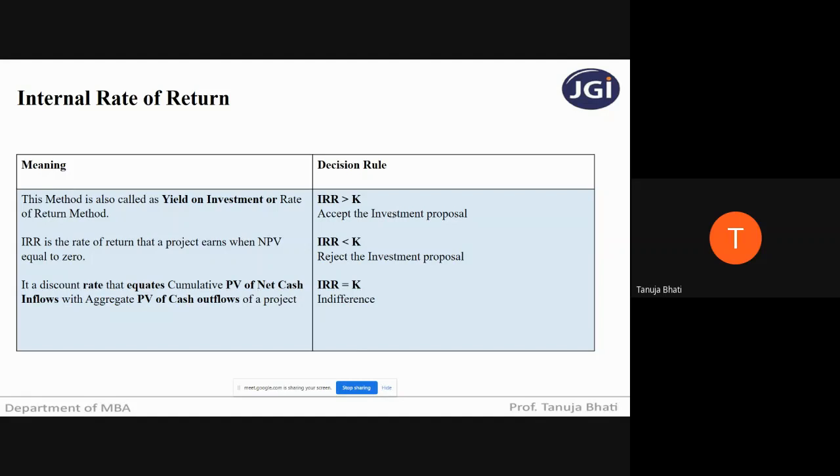So is internal rate of return concept clear to everyone? Yes, students? Yes? Yes, ma'am. Okay, next.